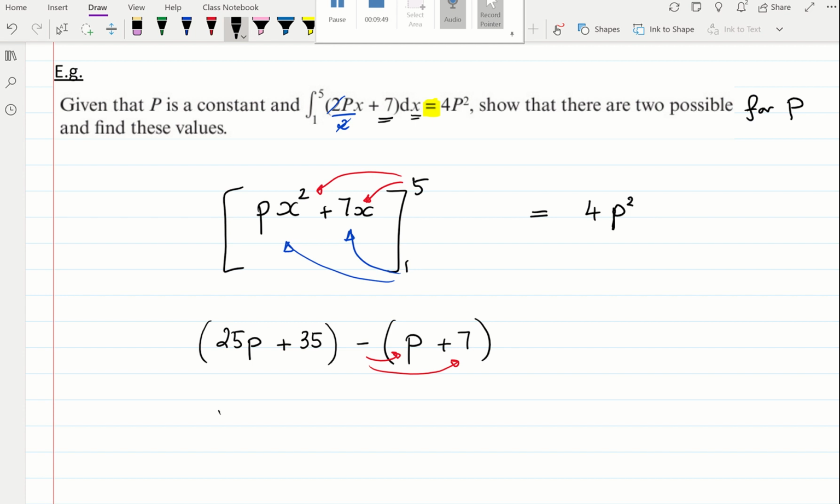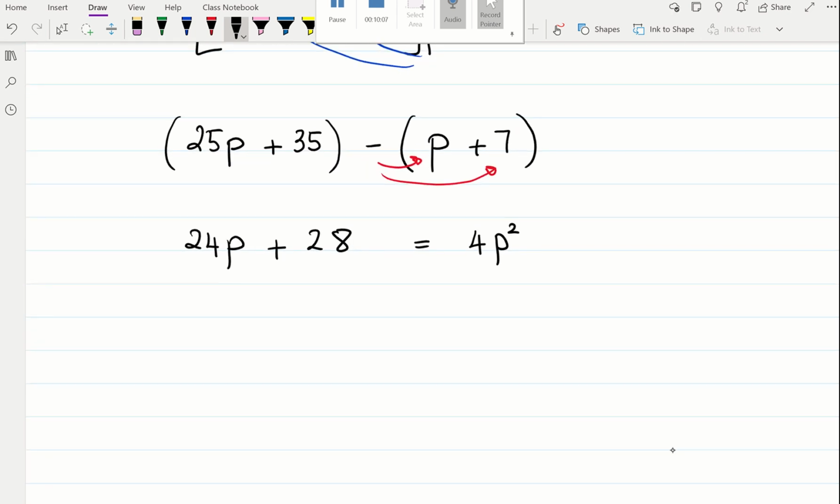25p take away p is 24p. 35 minus 7 is a plus 28, and that equals 4p squared. Well, you can see that it is a quadratic. I'm going to keep the squared term positive, so I'm going to move everything to that side. 4p squared minus 24p minus 28.